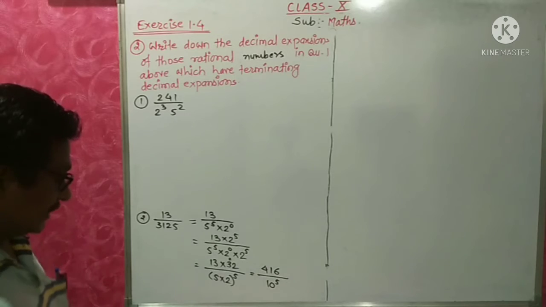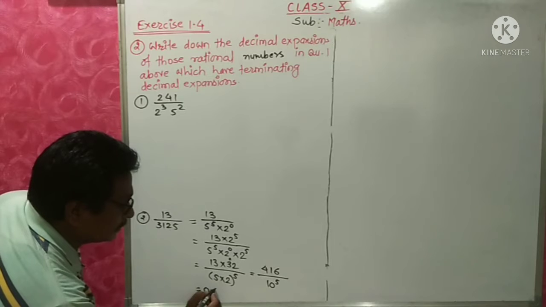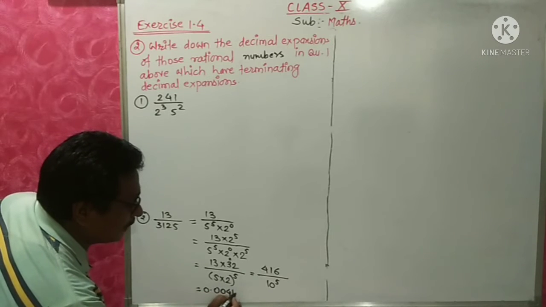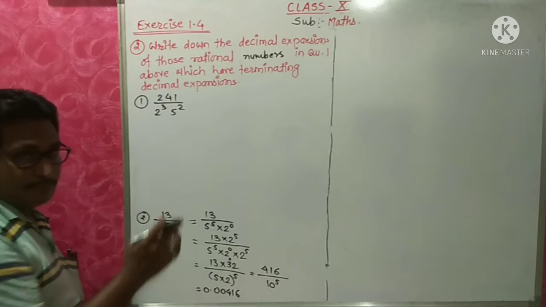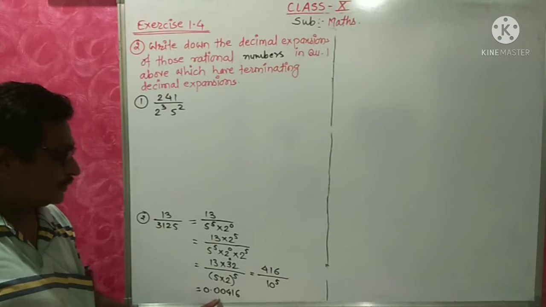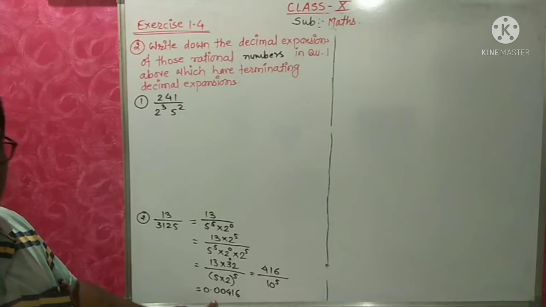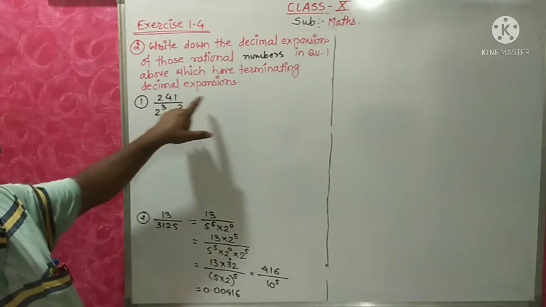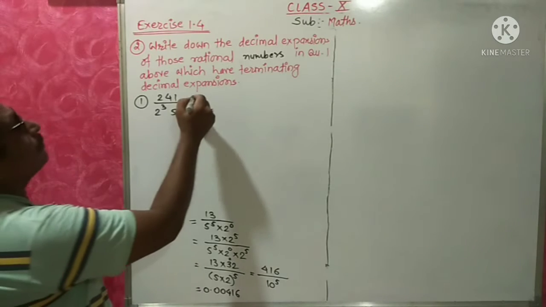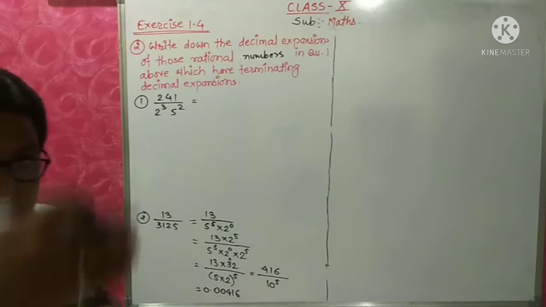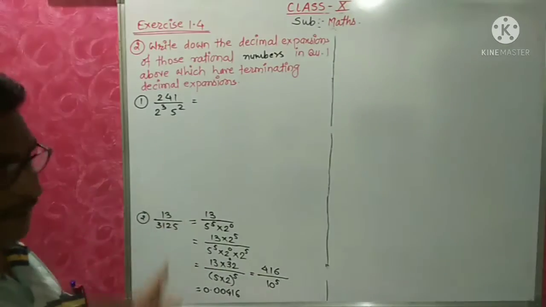So now we have to put the decimal point here. 0.00041 means 5 decimals: 1, 2, 3, 4, 5. Here the power is 5, so 5 decimal places should come. Okay, so this is the terminating decimal expansion. Understood how to convert? Now another example. The remaining example you have to solve, it is for you I am giving, and another example I am explaining.